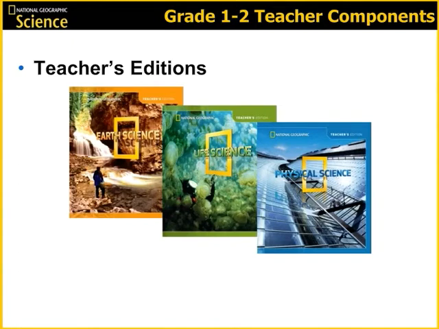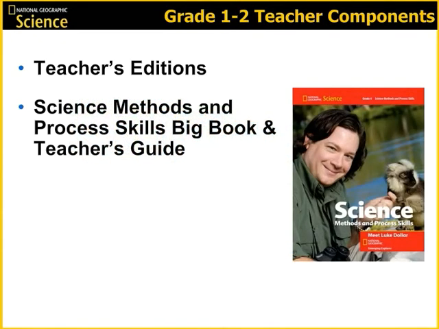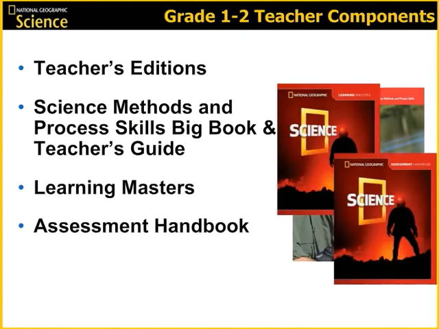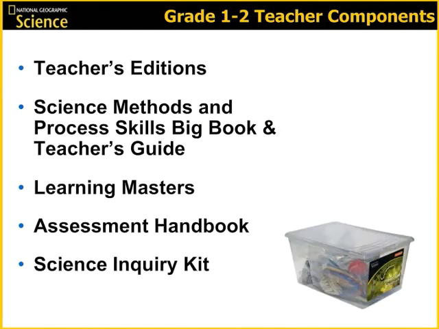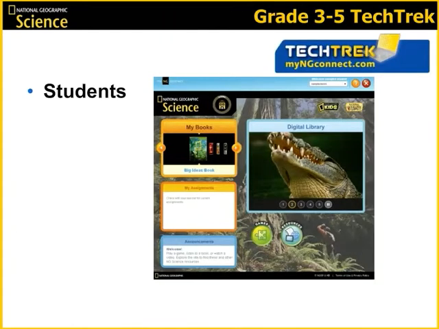As for the teacher components for 3rd through 5th grade, they are very similar to the K2 components. You will have 1 teacher's edition for each unit: Earth, Life, and Physical. There is also a Science Methods and Process Skills Big Book and Teacher's Guide that's used to build scientific literacy for your future scientists. And just like K2, you will also have Learning Masters and an Assessment Handbook, and a Science Inquiry Kit for each unit.